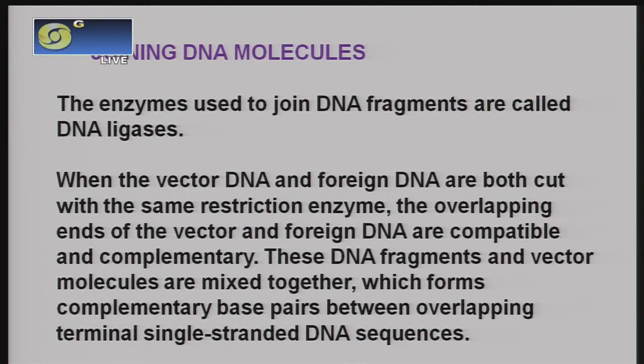When the vector and the foreign DNA are both cut with the same restriction enzyme, the overlapping ends of the vector and the foreign DNA are compatible and complementary. So now you are mixing the foreign DNA with the vector DNA. Both are cut, and therefore sticky ends are generated. And when you add ligase in presence of another buffer, which is ligase buffer, and ATP, then there is a joining. That joining is known as ligation, and the enzyme you use for this purpose is called ligase.